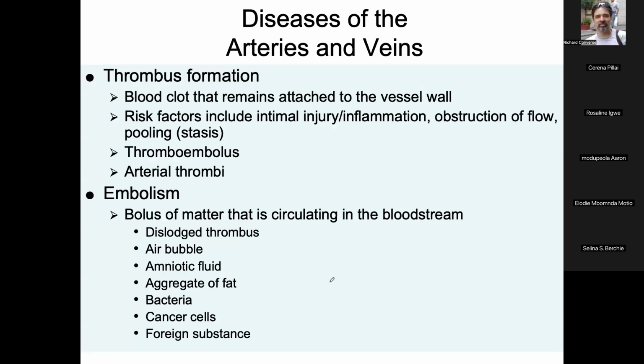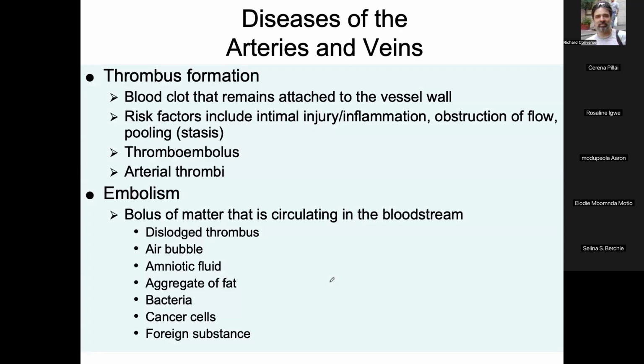Thrombus formation, a blood clot that remains attached to the vessel wall. Risk factors include intimal injury and inflammation, obstruction of flow, and blood pooling, or what we call stasis. Okay. Thromboemboli and arterial thrombi.